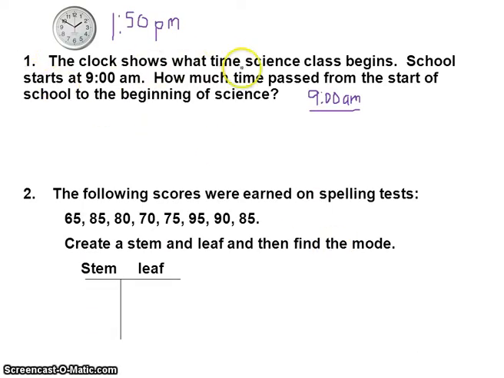Number 1, the clock shows what time science class begins. School starts at 9 a.m. How much time passed from the start of school to the beginning of science? So this is my stop time. The clock shows 1:50 p.m. This is my start time.